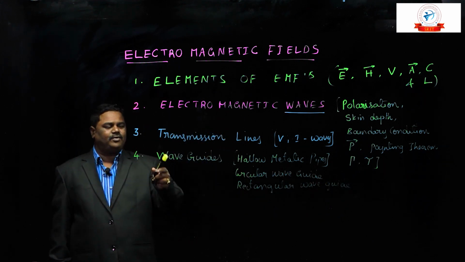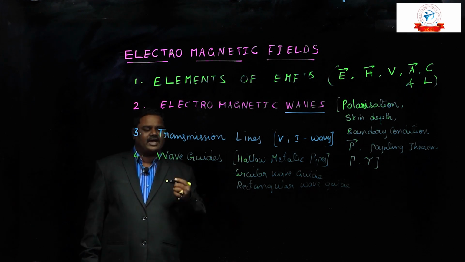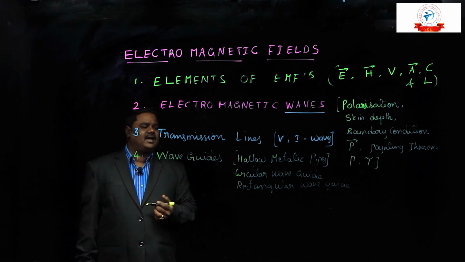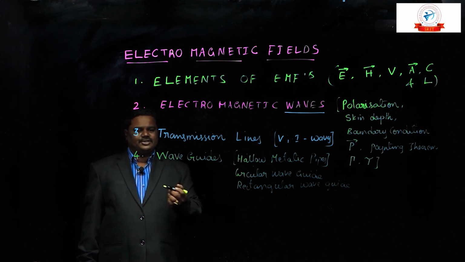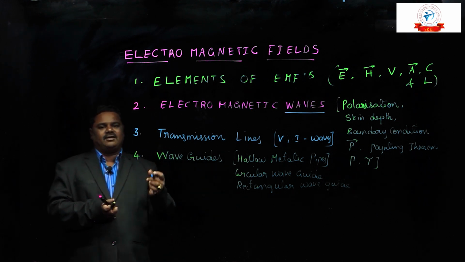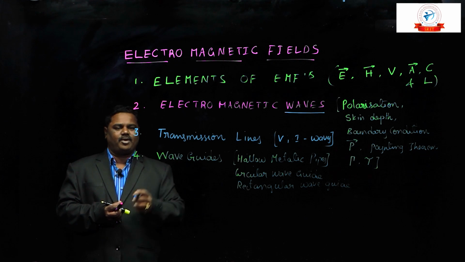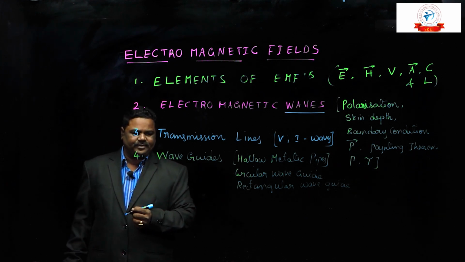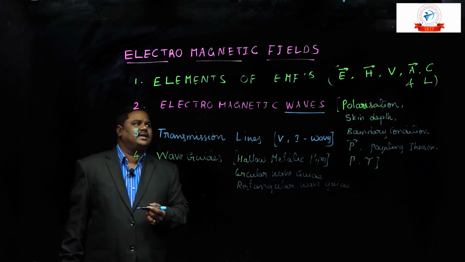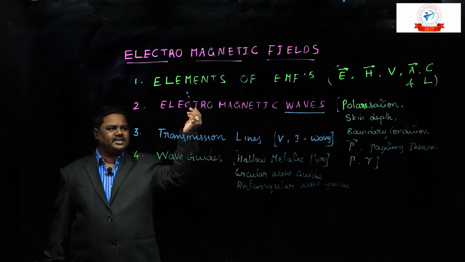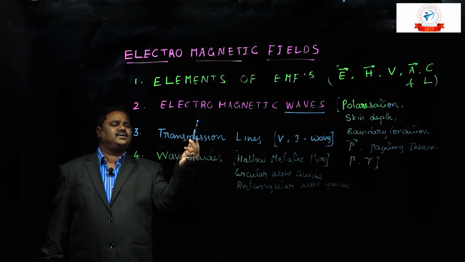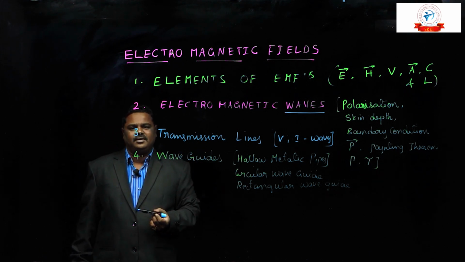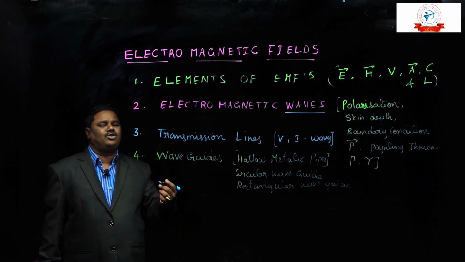So, here in the fourth chapter, waveguides, we are going to study how a wave can propagate in a rectangular waveguide and also in a circular waveguide. So, it is another kind of wave propagation in a medium, called waveguides. Once you understand electromagnetic fields and wave propagation in free space, in a transmission line and in waveguides, then we go for applications of these electromagnetic waves.